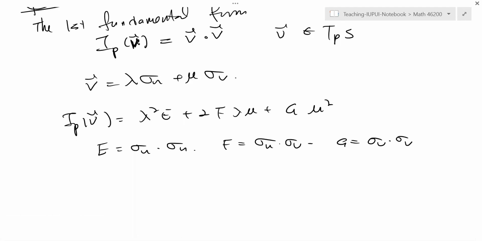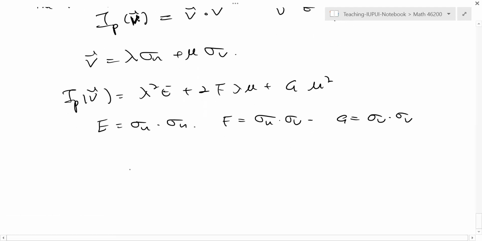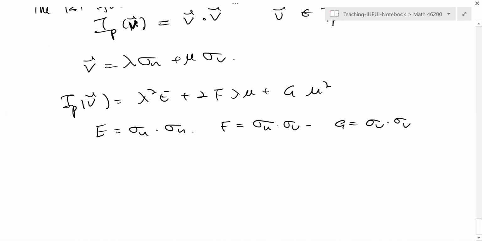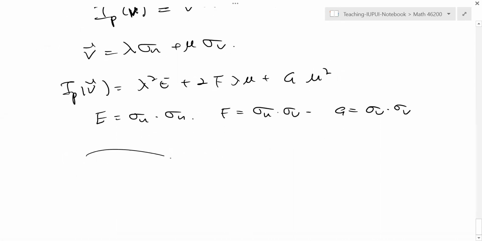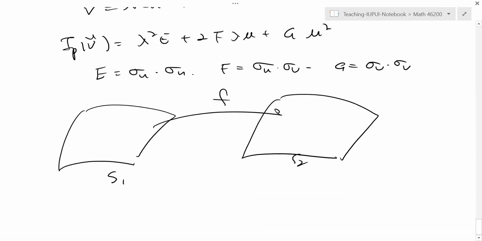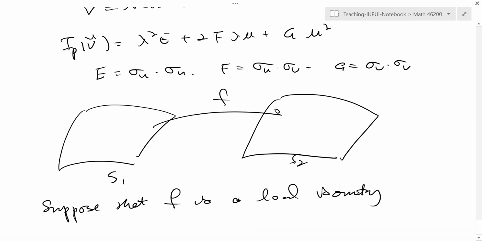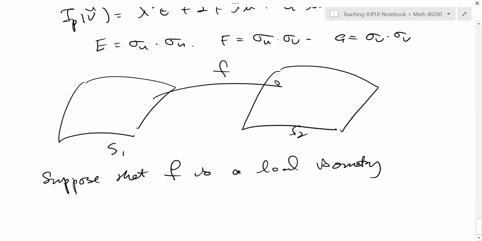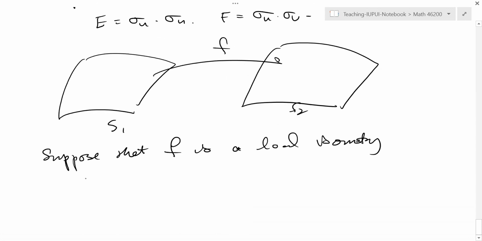Okay. Now, what I want to say, then you have two surfaces, right? You have two surfaces, S1, S2, with a map F. We suppose that F is a local isometry. So it is a local diffeomorphism, okay?